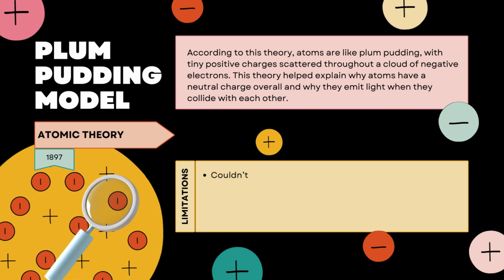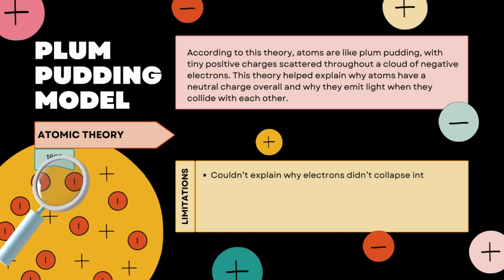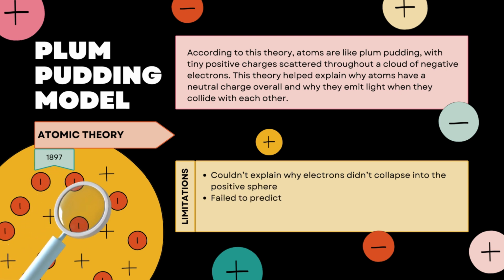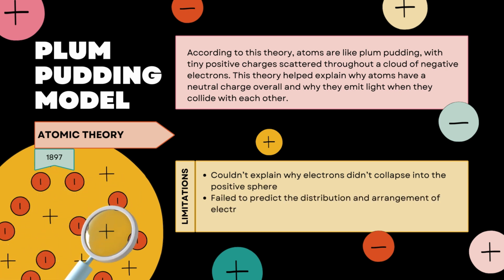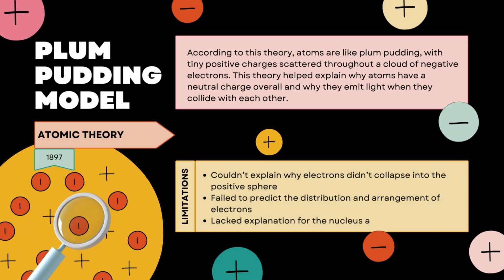It couldn't explain why electrons didn't collapse into the positive sphere. It failed to predict the distribution and arrangement of electrons. It lacked an explanation for the nucleus and its positive charge.